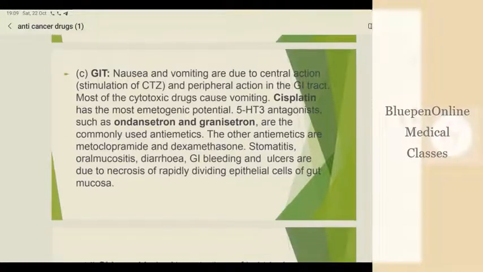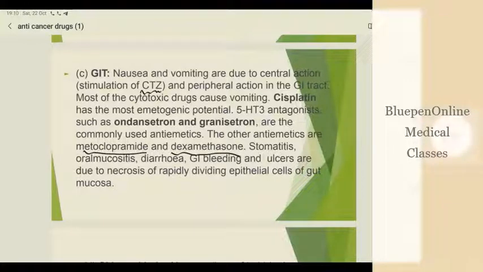Then in the GIT, it can cause nausea and vomiting due to central action, due to stimulation of the chemoreceptor trigger zone. This one we studied in antiemetics. Cisplatin has the most emetogenic potential. 5-HT3 antagonists such as ondansetron and granisetron are the commonly used antiemetics. Other antiemetics are metoclopramide and dexamethasone.